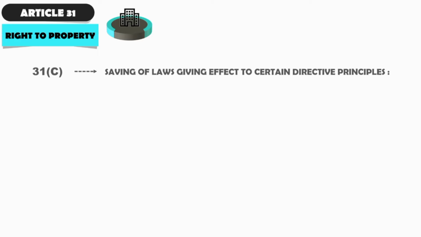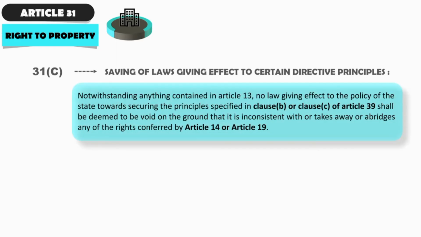When it was added, it contained two provisions. In the first provision, it was said that notwithstanding anything contained in Article 13, no law giving effect to the policy of the state towards securing the principles specified in Clause B or Clause C of Article 39 shall be deemed to be void on the ground that it is inconsistent with or takes away or abridges any of the rights conferred by Article 14 or Article 19.